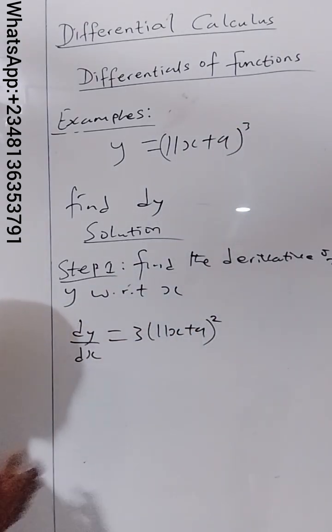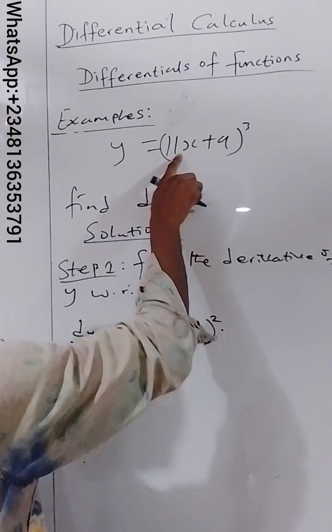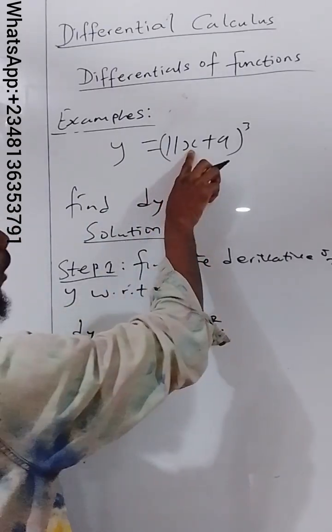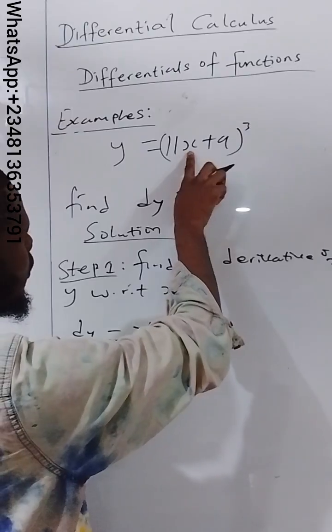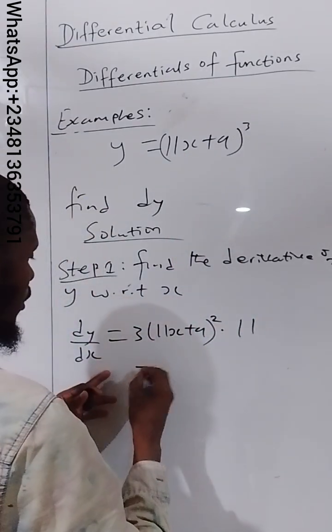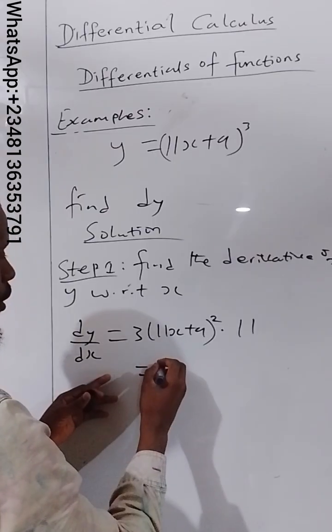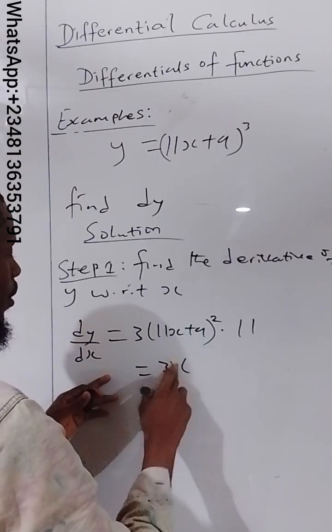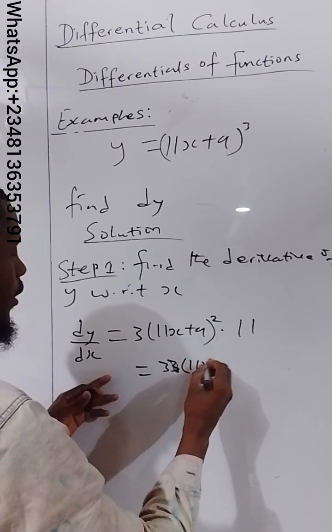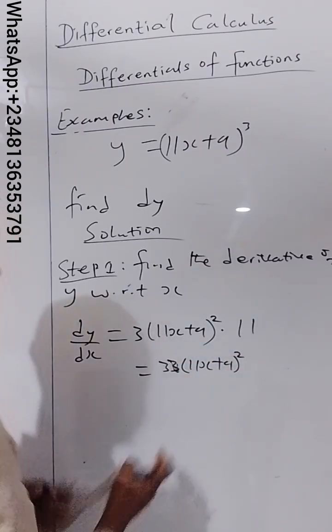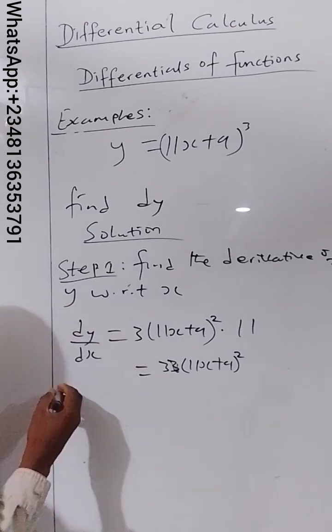We won't stop there. We now multiply by what we have in the bracket, differentiated with respect to x. This is a linear function, so when we differentiate this, we are going to have 11. Therefore, this is equal to 11 times 3, so we have 33 times (11x plus 9) squared. This is the derivative. Now, step 2.